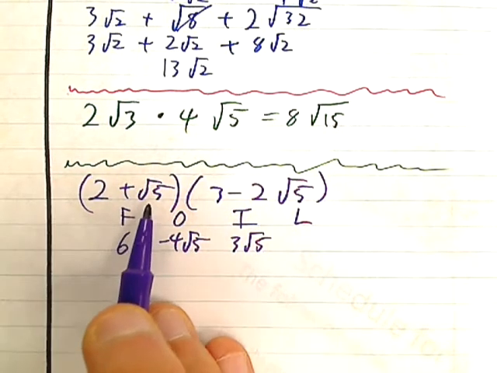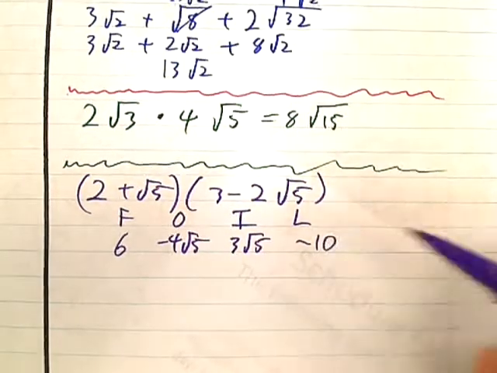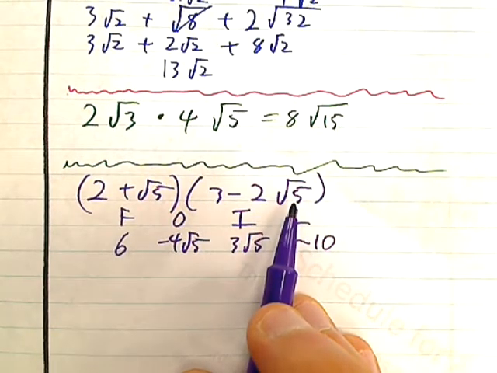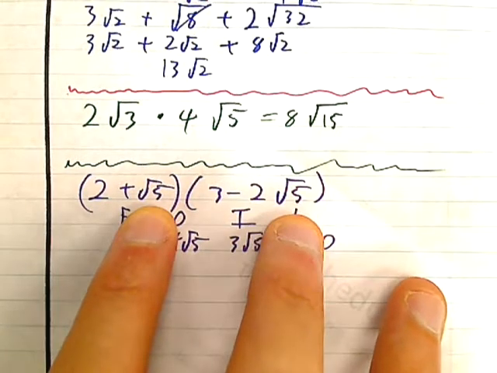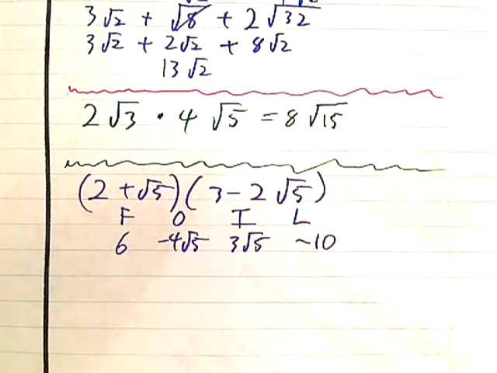Finally, the last one, square root 5 times negative 2 square root 5, that's going to be negative 10. Okay? The square root 5 times square root 5 is 5, times negative 2 gives you negative 10. So like I said up at the very top, anytime you have the same square root, it just becomes that number. 5 times negative 2 is negative 10.